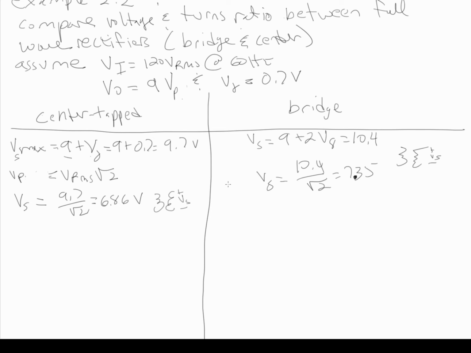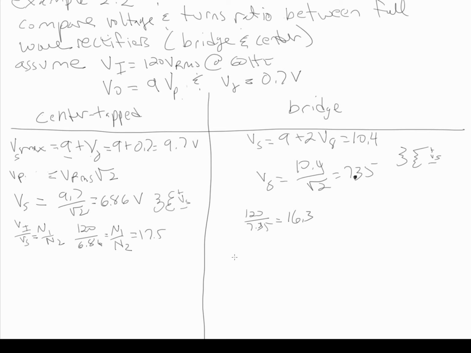And then the next part is the turns ratio. So Vi over Vs is equal to N1 over N2. That's what we gave before. So our Vi is going to be 120 over the 6.86, which is equal to N1 over N2, which is equal to 17.5. And then on this side, we have Vi is 120 over 7.35. So our turns ratio is going to be 16.3.